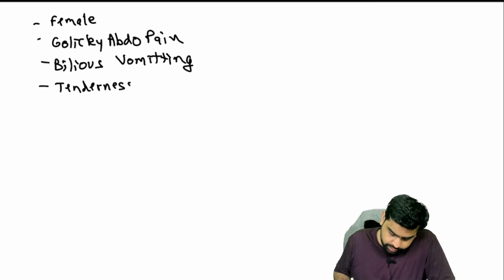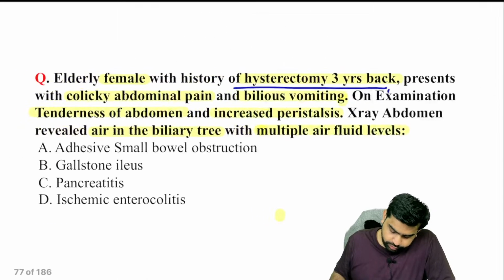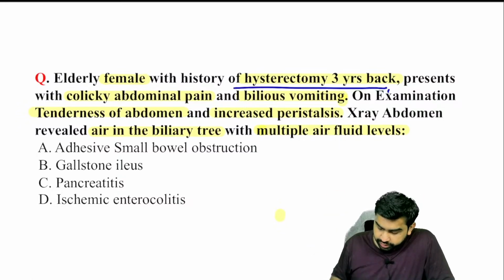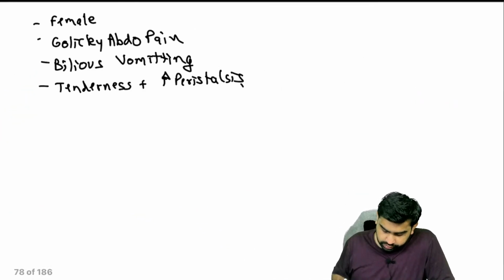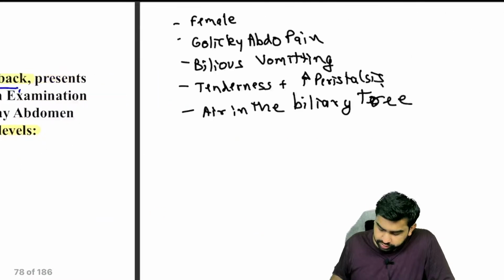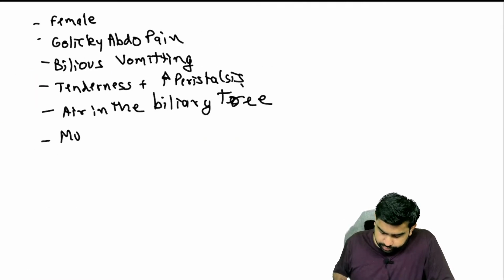Tenderness is there. Along with that, there is an increase in peristalsis. When you auscultate, there is increased, hyperkinetic peristalsis. The X-ray basically shows that there is air in the biliary tree. Okay, so that is what you need to understand. And there are multiple air fluid levels.